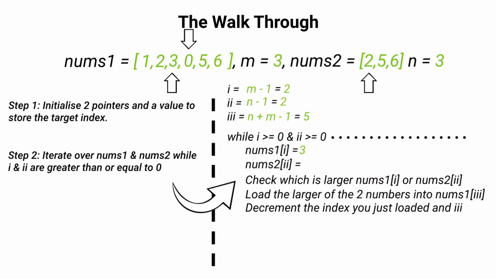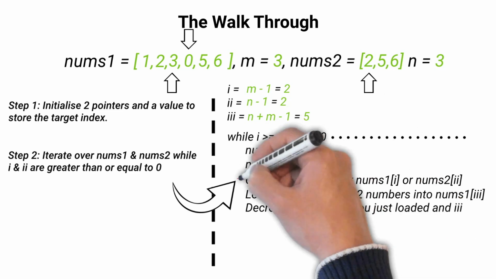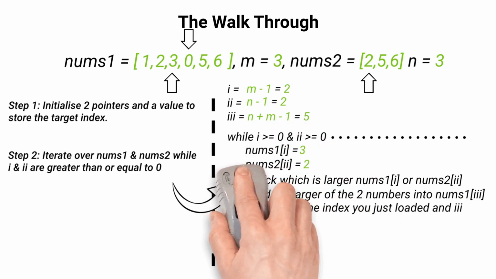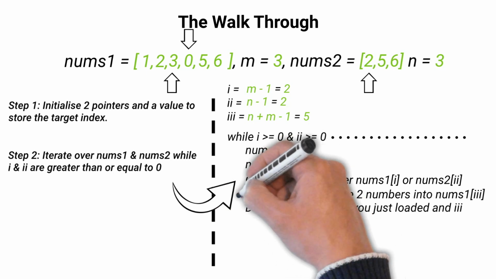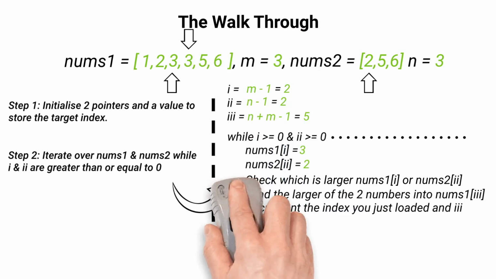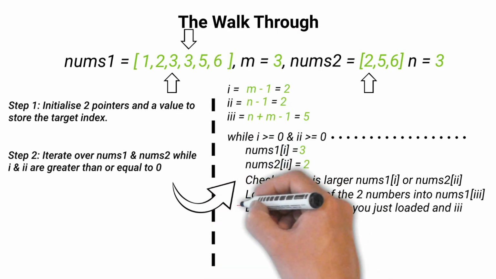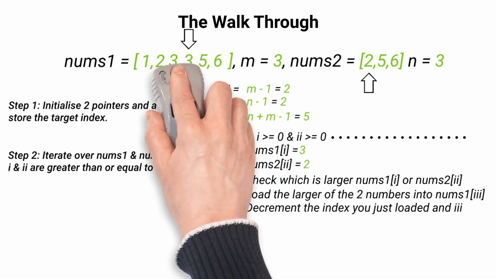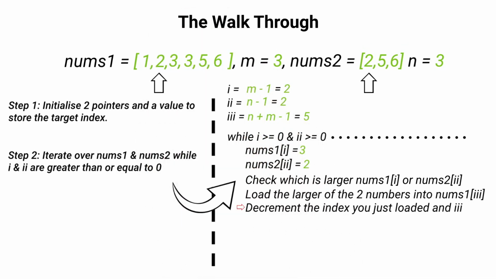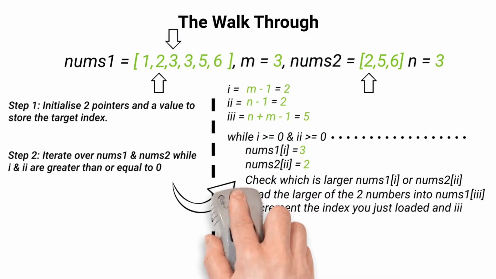Updating nums2 equal to 2. Check which is larger. We can see that nums1 is larger, being 3. So we want to load 3 into nums1 and then we want to decrement nums1 pointer and nums1. Start the loop over again.